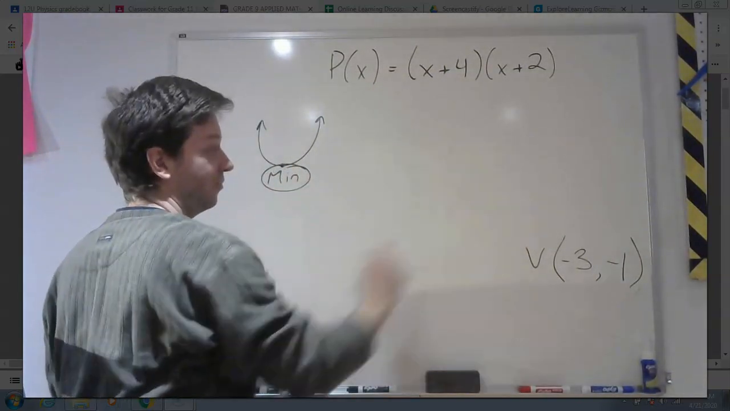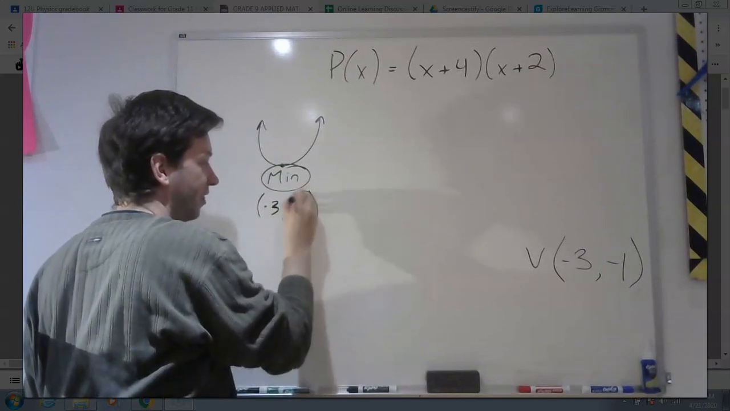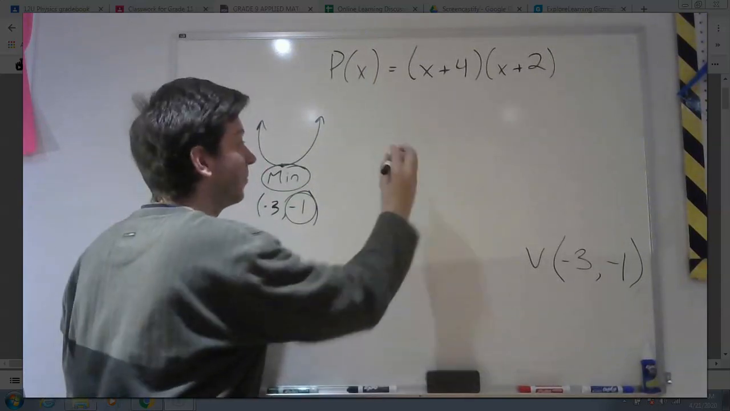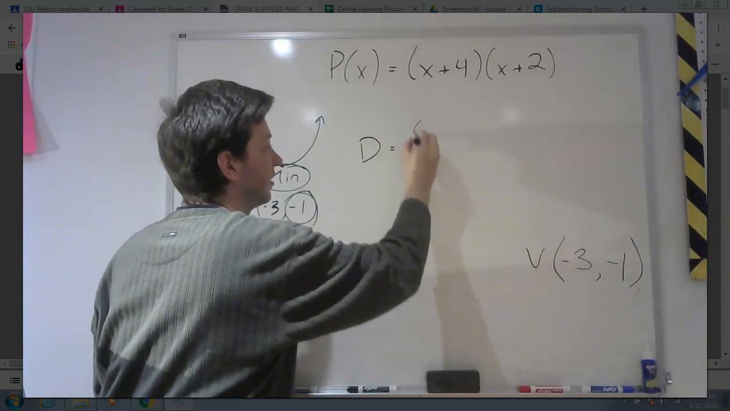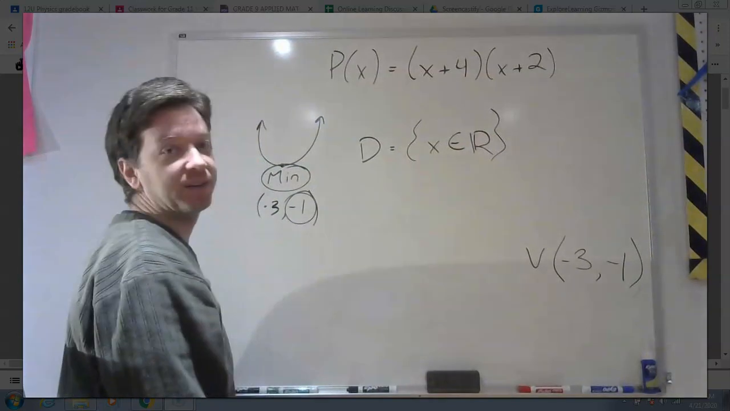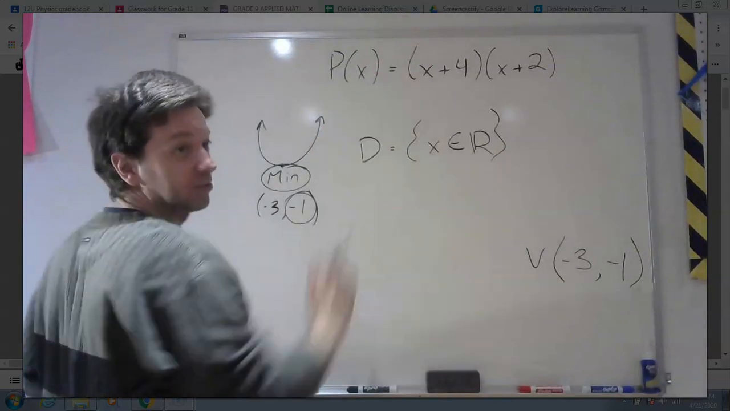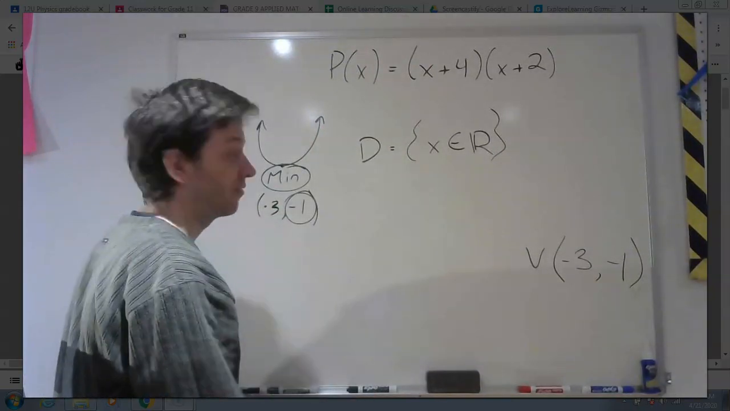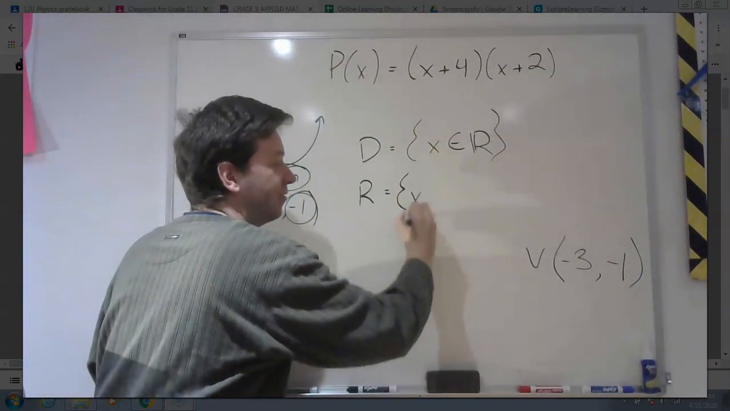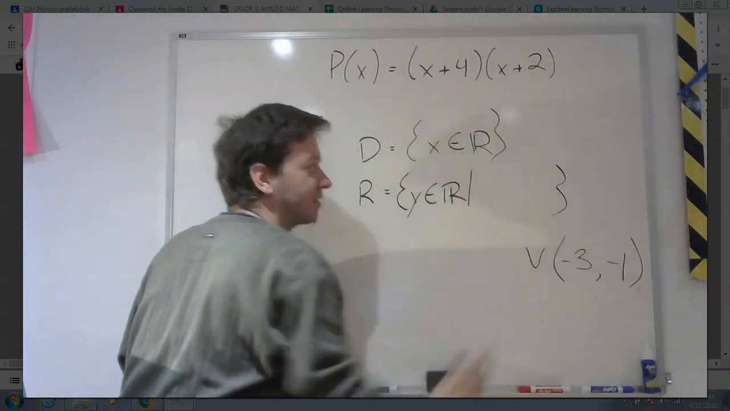And we also did figure out what the vertex is. It's the point -3, -1. That's your y-coordinate right there, -1. Now, domain isn't too bad. Your domain is just all real values in the set of x. All values for x, because this is going to go outwards, outwards forever. So it's going to hit every single value for x. Your range, however, is going to be for all real values in y, but there's going to be a condition there.